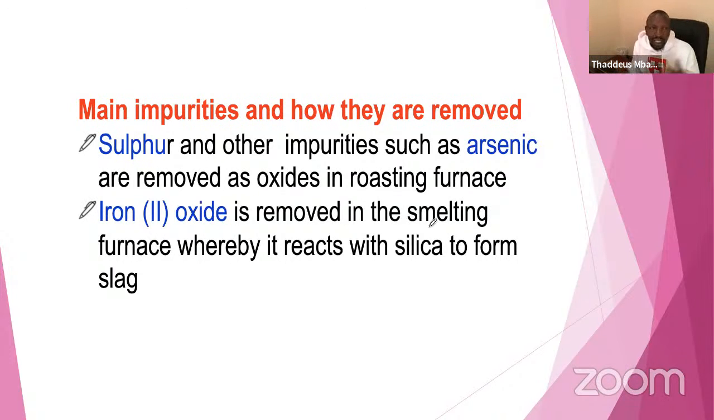If you're told, tell us which impurities are found in copper pyrite, you tell us we have sulfur, we have arsenic compounds, we have iron 2 oxide, and all those kind of things. So these are how they are removed. We are coming now to the real process of extraction of copper metal. Are you ready now?